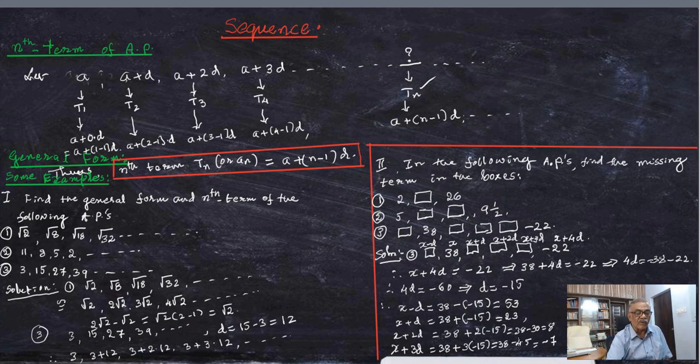In this way, we can find the missing term in an arithmetic progression by using the common difference and the general form of the sequence. In the next video, we are going to consider the sum of the first n terms of an arithmetic progression.